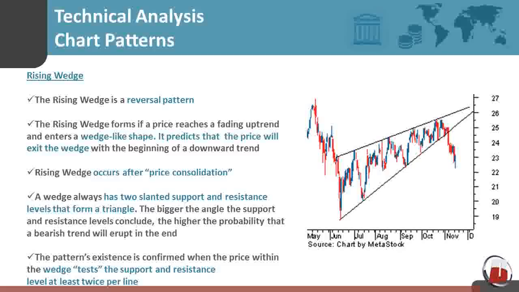A wedge always has two slanted support and resistance levels that form a triangle. The bigger the angle the support and resistance levels conclude, the higher the probability that a bearish trend will erupt in the end. The pattern's existence is confirmed when the price within the wedge tests the support and resistance level at least twice per line.